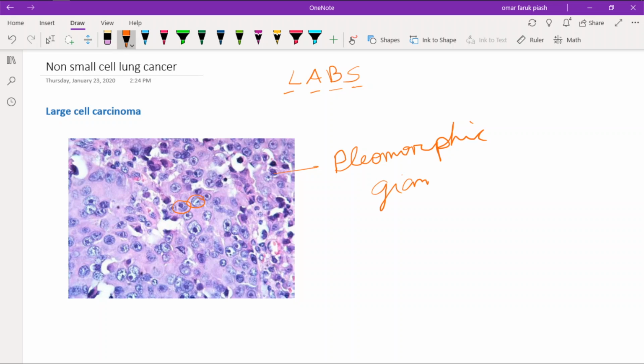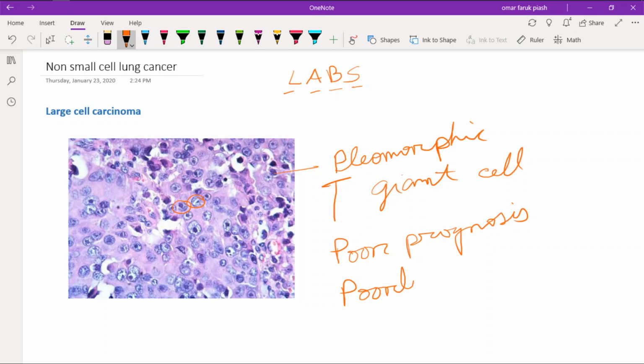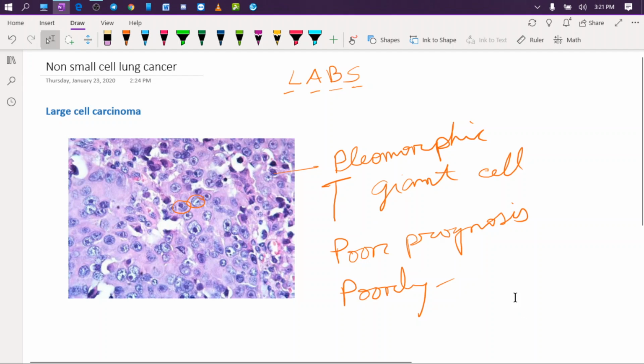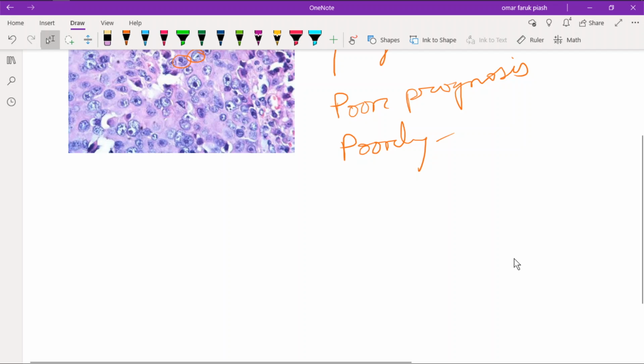This is the histology of large cell carcinoma, and in large cell carcinoma everything becomes poor. That means it has poor prognosis. It is poorly differentiated, that means undifferentiated. And usually we resect the cancer surgically, and it is located peripherally, not centrally like small cell and squamous cell carcinoma.